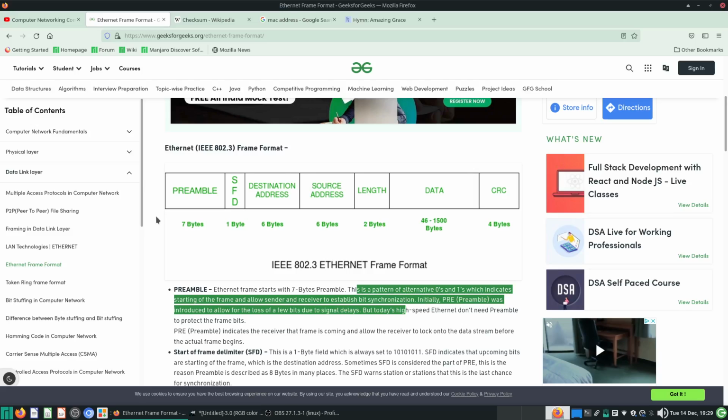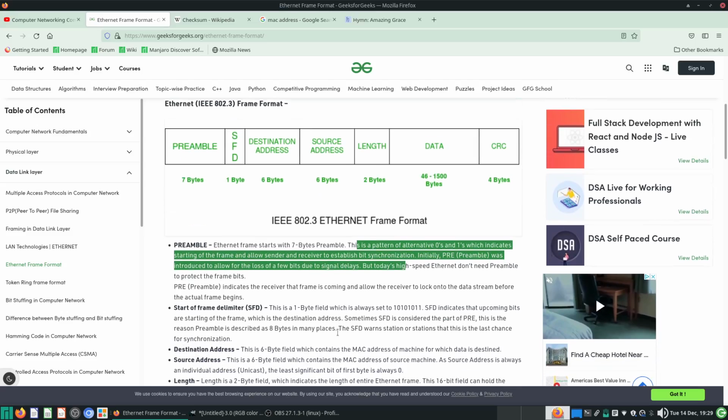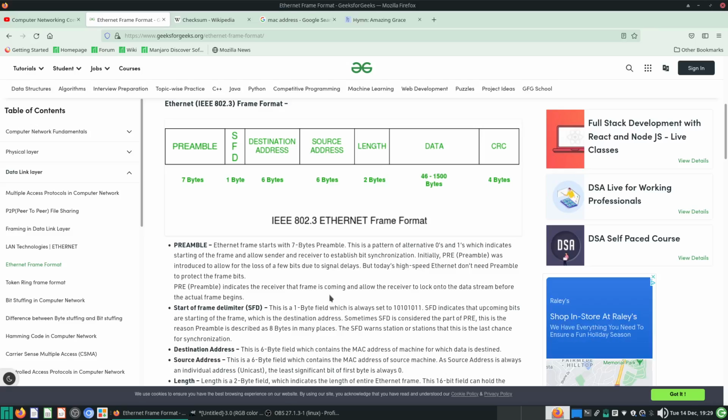Let's start looking for the destination address and source address. So that's why there is this preamble thing. Okay, the SFD is this start of frame delimiter.